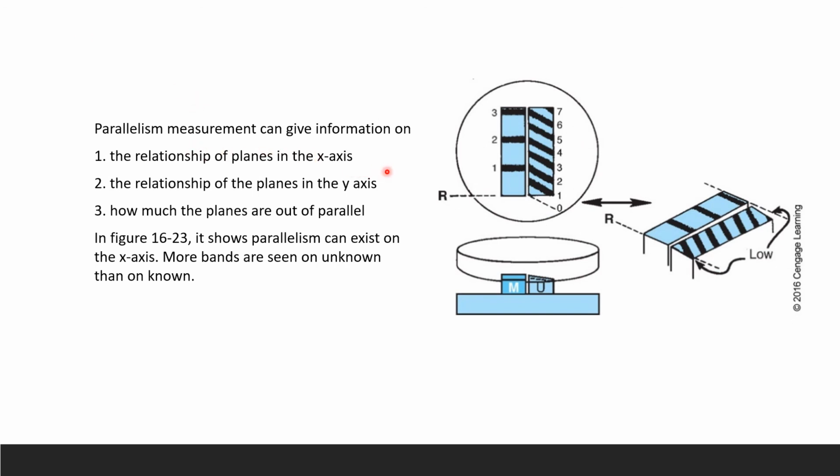Parallelism measurement can give information on these: the relationship of planes in the x-axis, the relationship of the planes in the y-axis, and how much the planes are out of parallel. So this picture shows parallelism error can exist on the x-axis, okay? More bands are seen on the unknown here, that's your unknown, than on the known, okay? So therefore, it's telling you the parallelism error is on the x-axis.